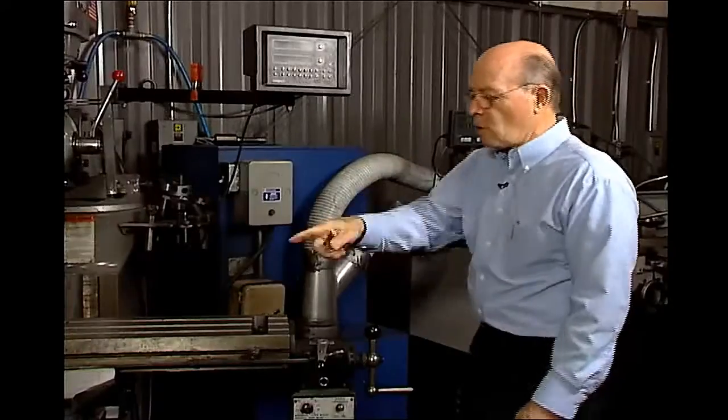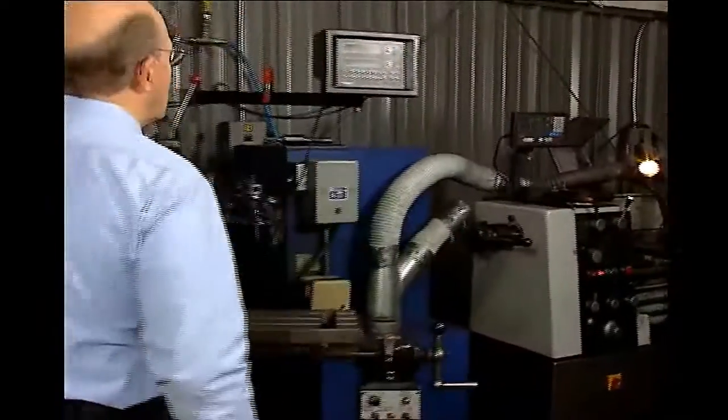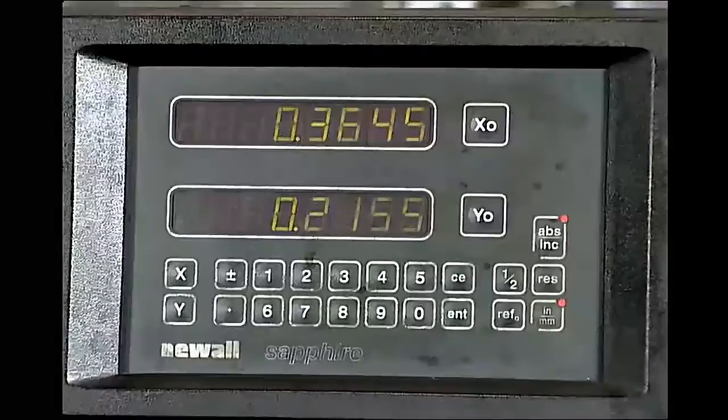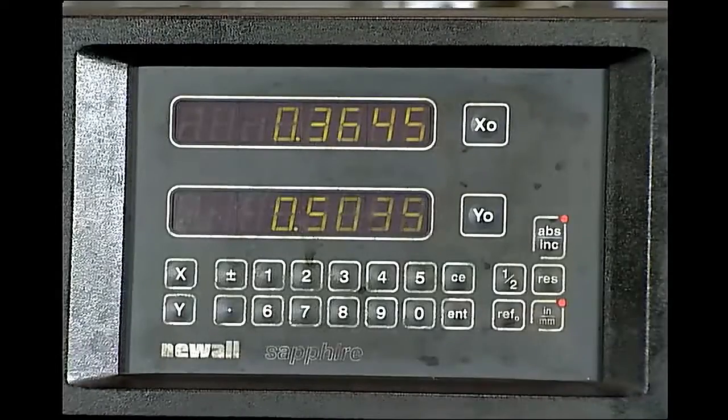Watch what happens. I'm going to go over to the other handle over here. And I move this way, it goes in the positive. And this goes in the negative. And I pass the 0.